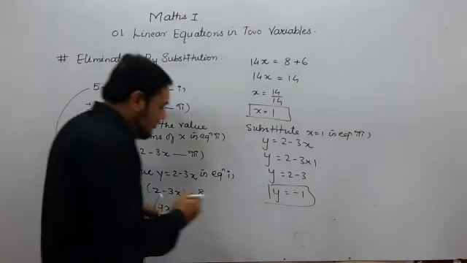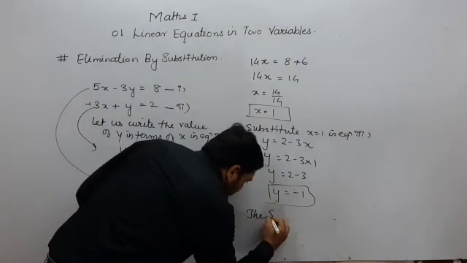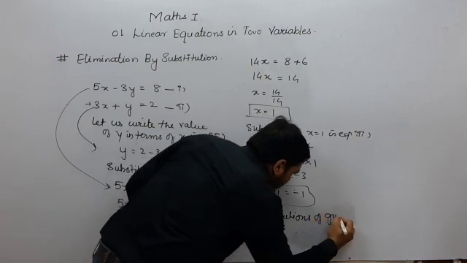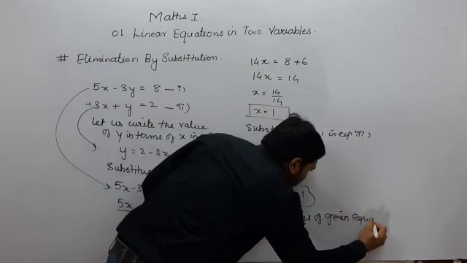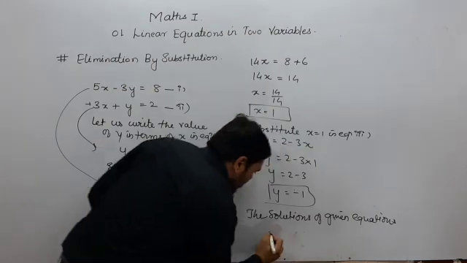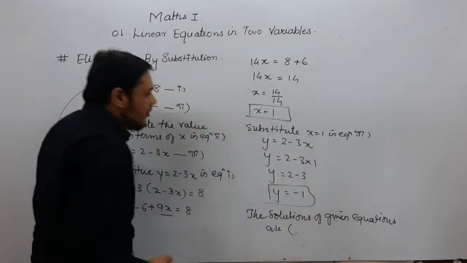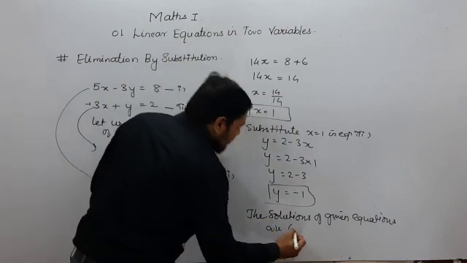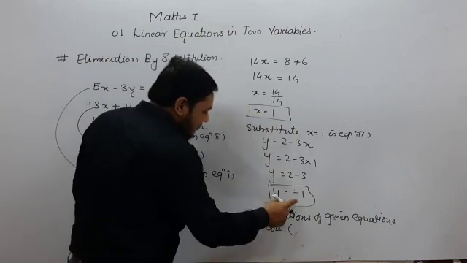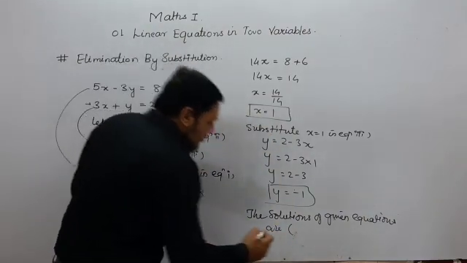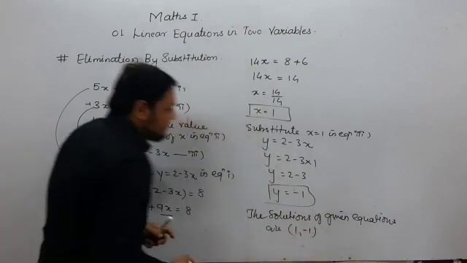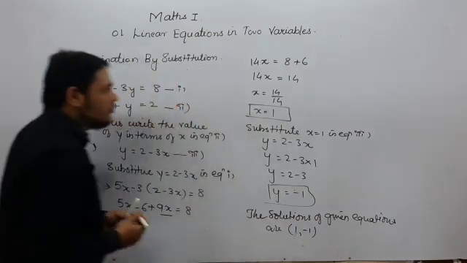So I will write here the solution of the given equations. You always have to write the solution as an ordered pair. First you write the value of x and then the value of y in the bracket. So the solution of the given equations is (1, minus 1), x equal to 1 and y equal to minus 1.